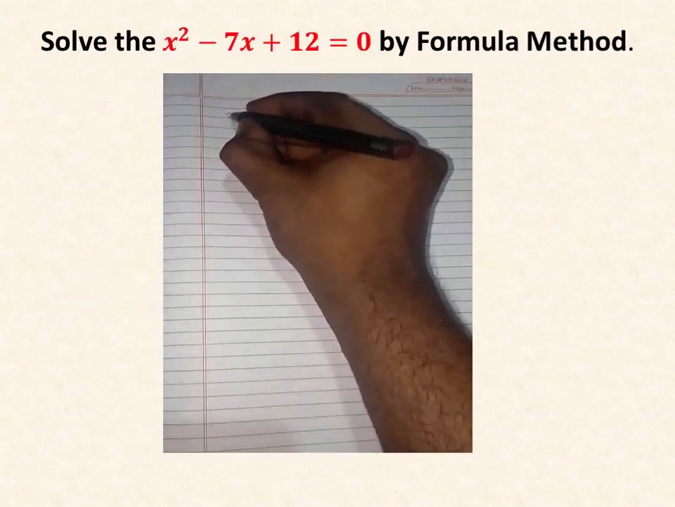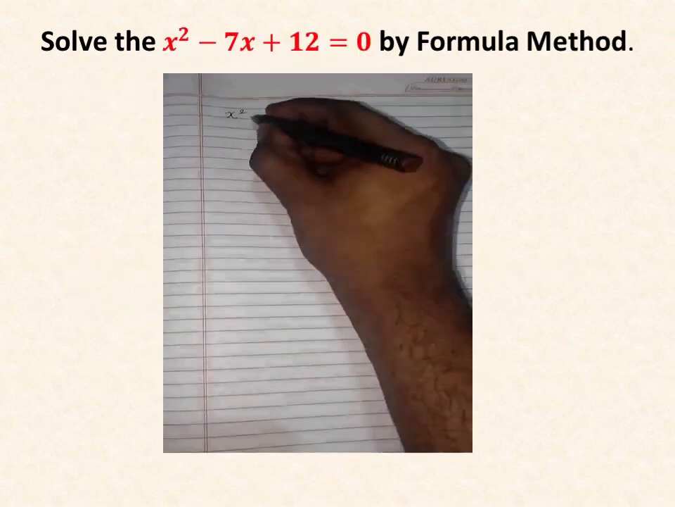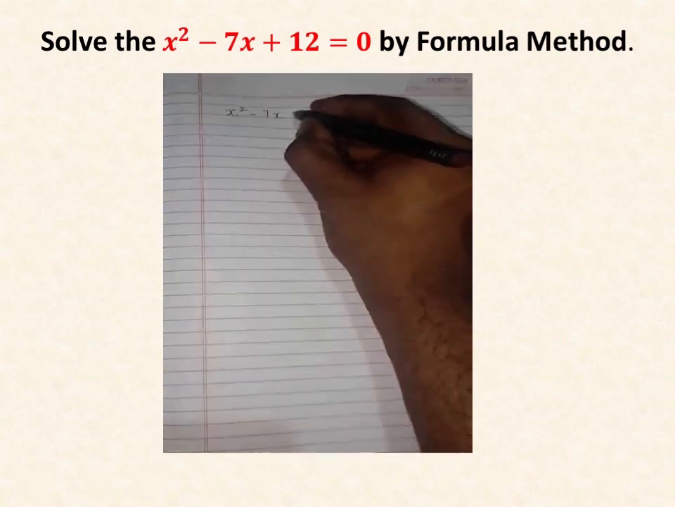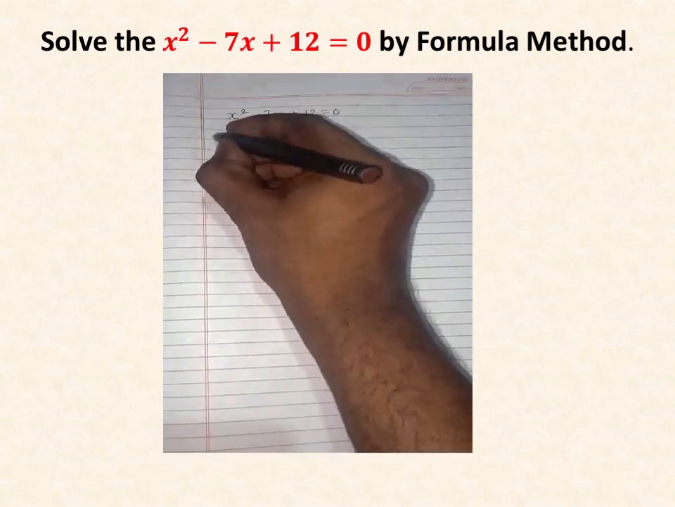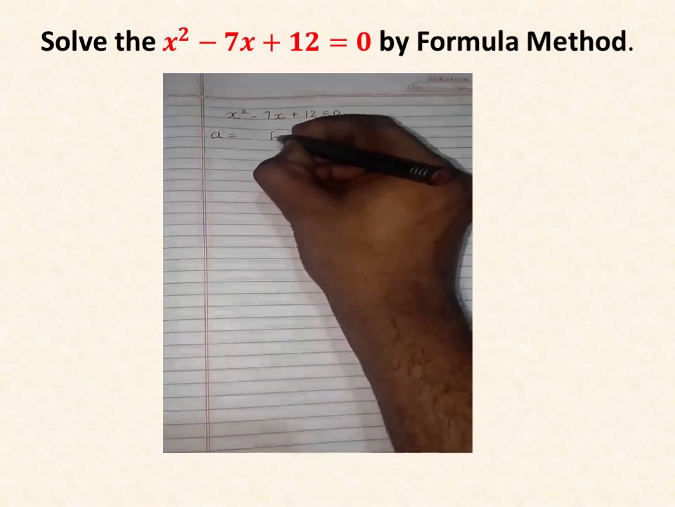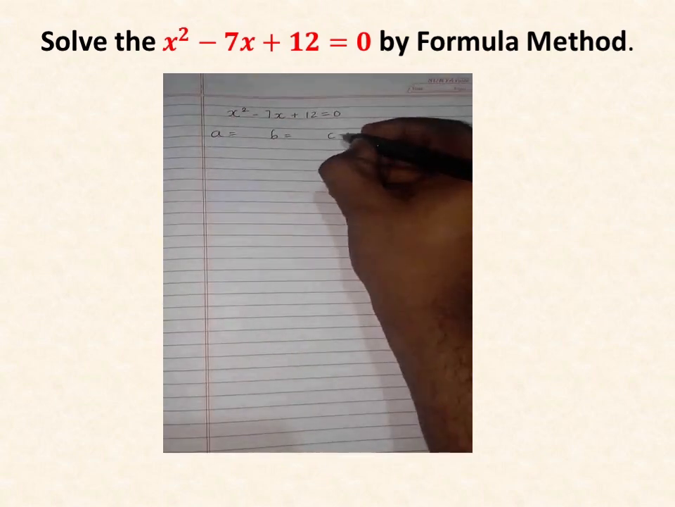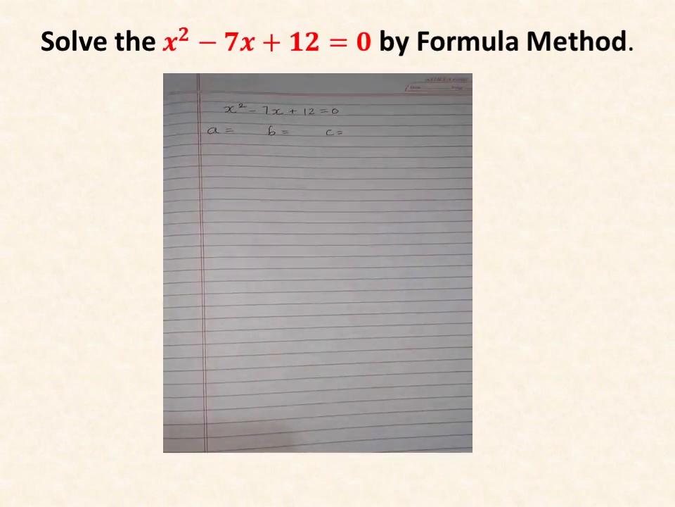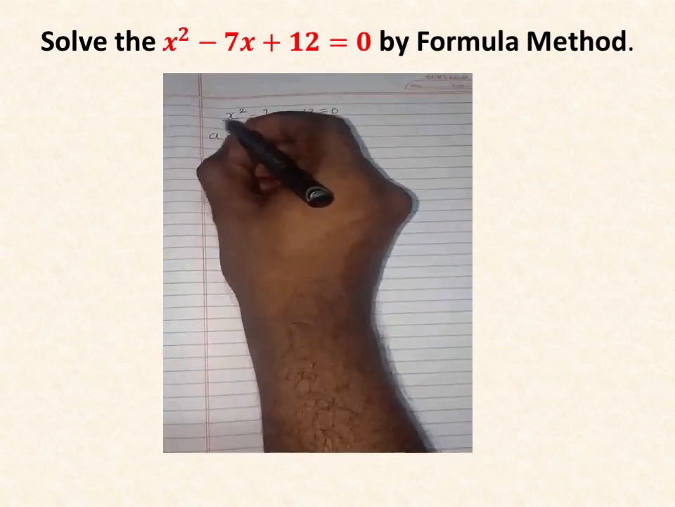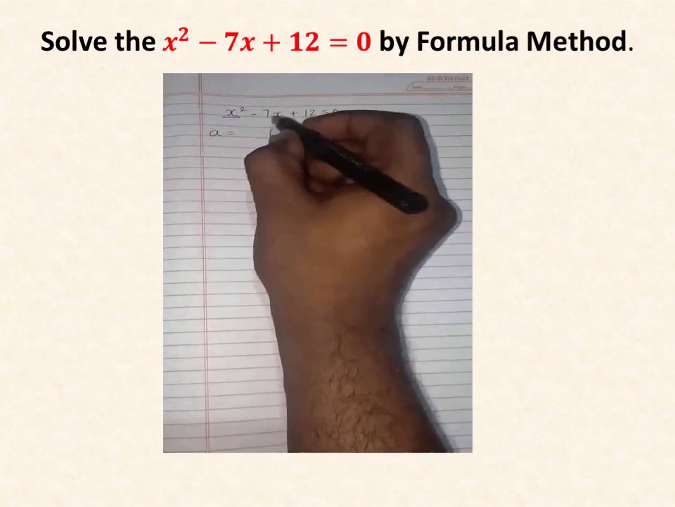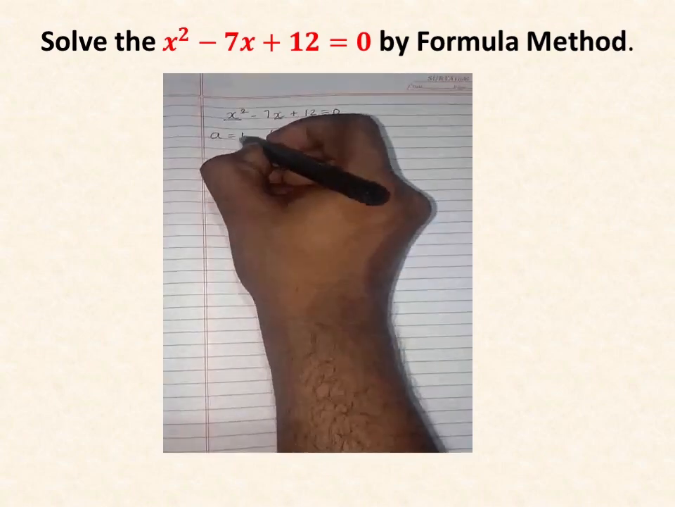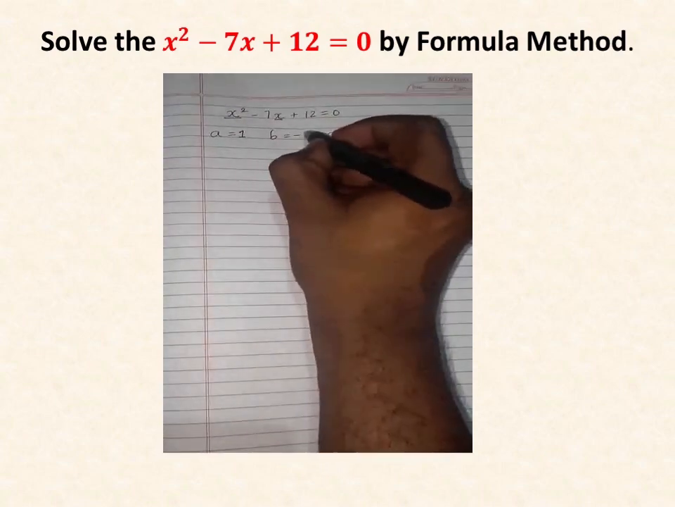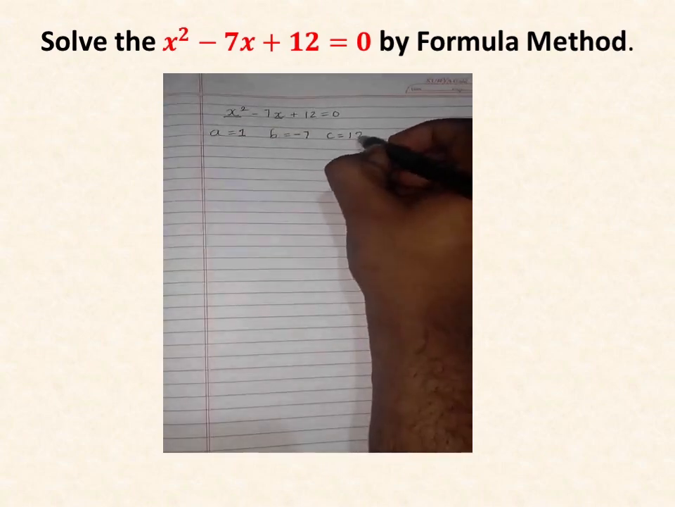So, I will write down the quadratic equation of the first question. x square minus 7x plus 12 equals 0. The first step is finding out the values of a, b and c. a is the coefficient of x square, b is the coefficient of x, and c is the constant. a value is 1, b is minus 7, c is 12.